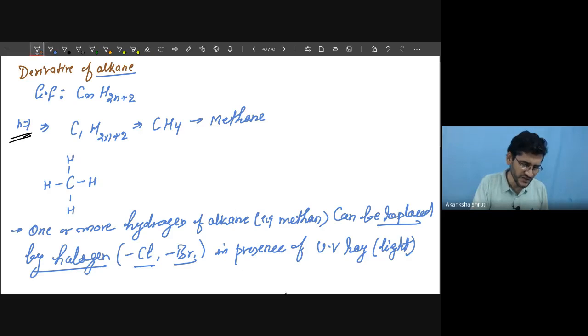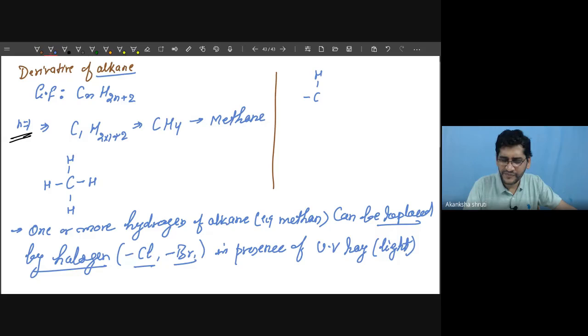It is also possible to replace one of the hydrogen, this hydrogen, by the other group, like OH. Take this as the OH. Now, how this OH? Again, there are certain kind of reaction. Those reactions are beyond our scope. It's not required at this standard. We will learn in higher standard.